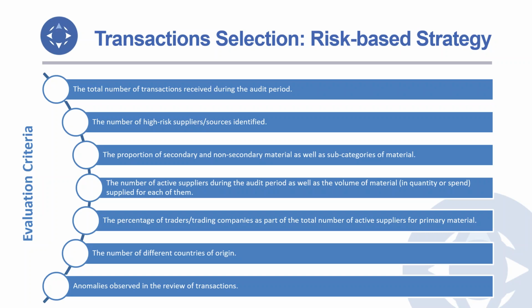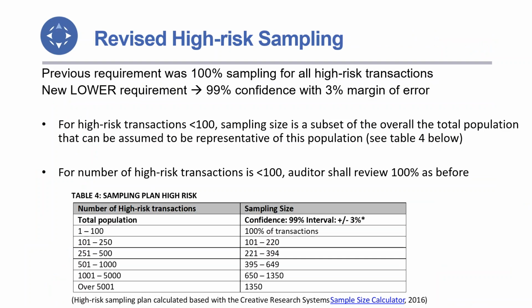So this non-secondary is mine material, right? And secondary could be recycled or scrap. The number of active suppliers, the types of suppliers, so whether or not there are traders versus smelters and refiners, and if they are also conformant or not as part of the RMI program. The number of different countries of origin, and any anomalies observed during the review of the transactions.